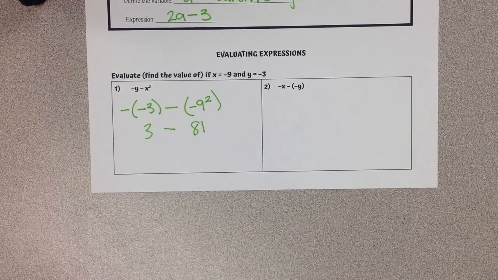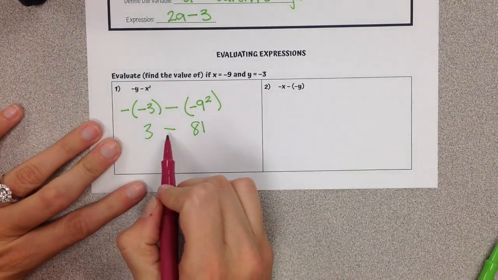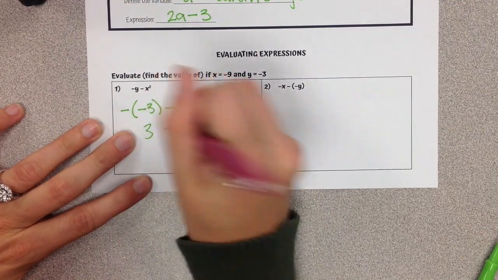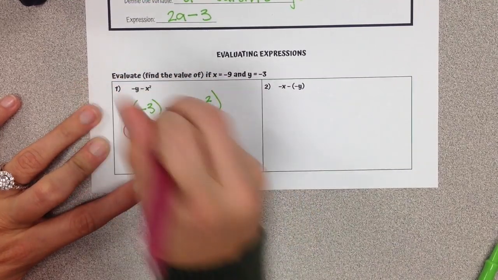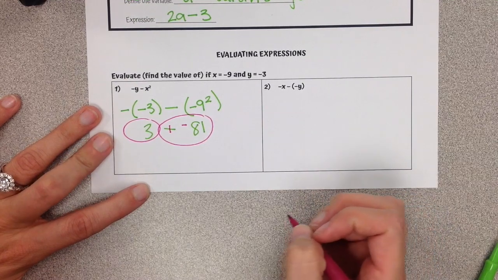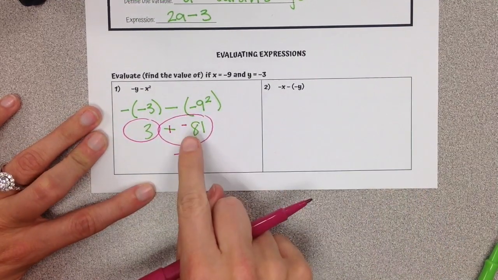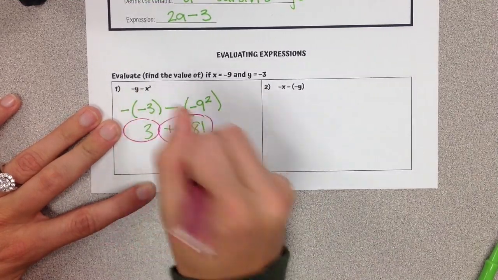Well, think about your integer rules, okay? You can keep the first number, change it from subtraction to addition, change it from positive to negative, or you could look at it as a grouping and say, I have positive 3 and I have negative 81. So I have opposites. I'm going to find the difference. 81 minus 3 is 78, but I have more negatives than I do positives, so it's negative 78.